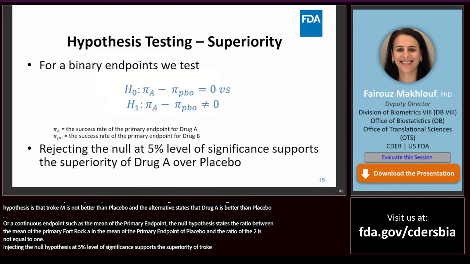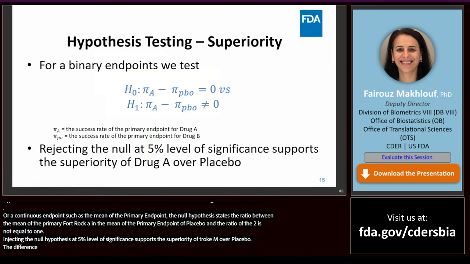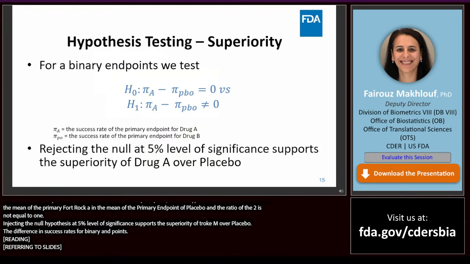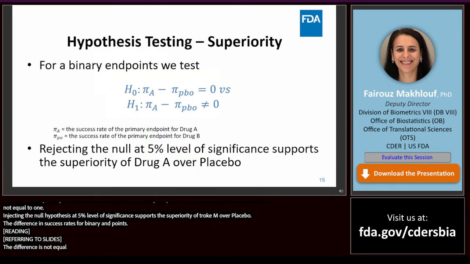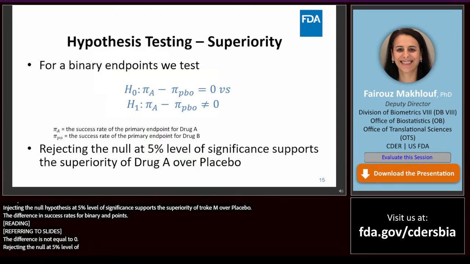For a binary endpoint, such as success rate of the primary endpoint, the null hypothesis states that the difference in success rates of the primary endpoint between drug A and placebo is equal to 0, against the alternative that the difference does not equal 0. Rejecting the null at 5% level of significance supports the superiority of drug A over placebo. Drug A could be the test or the reference.